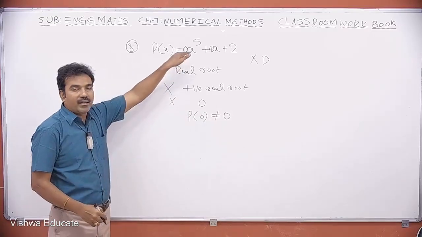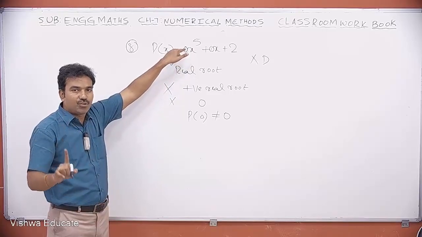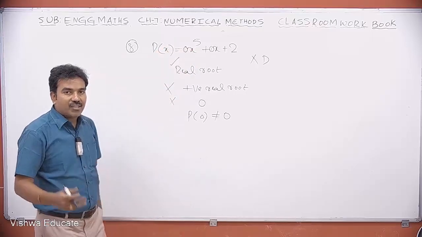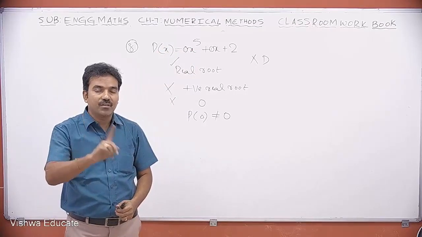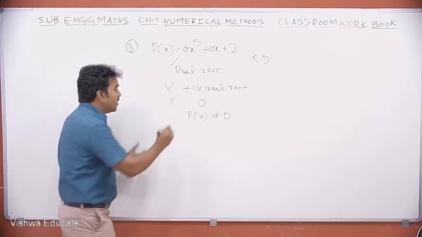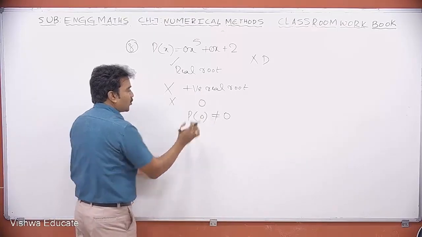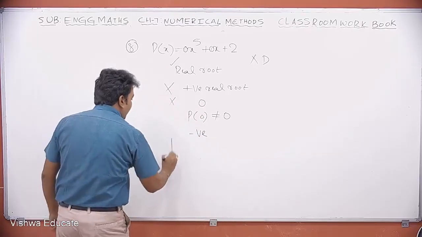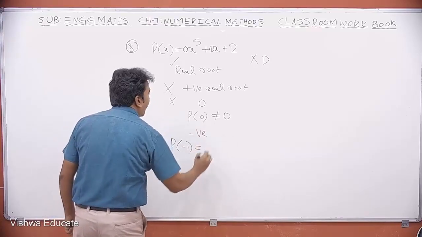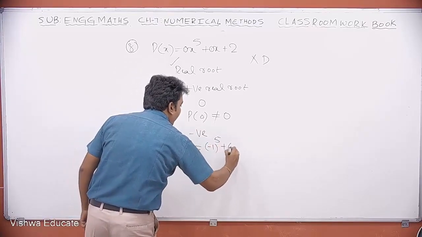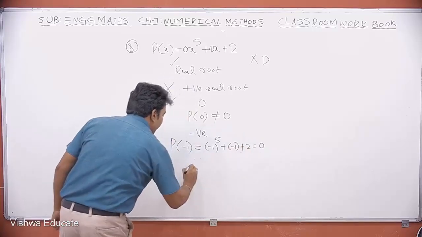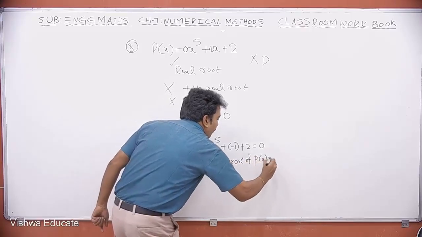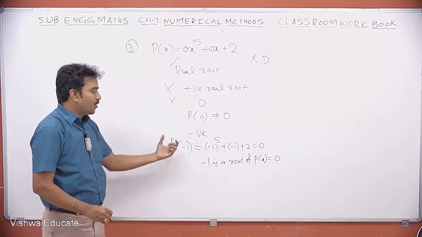But we know that this is an odd degree polynomial, so it must have at least 1 real root. Why is it so? Degree is 5, so it will have 5 roots. But if it has complex roots, at most it will have 4 complex roots, so the rest will be real. So there is no chance to get a positive real root, and no chance to get 0 as a real root. So definitely it will have negative real roots. Let us try for this. It clearly says that p of minus 1 is minus 1 whole power 5 plus minus 1 plus 2. This will be 0. Therefore minus 1 is a root of p of x equal to 0. So this is one real root.